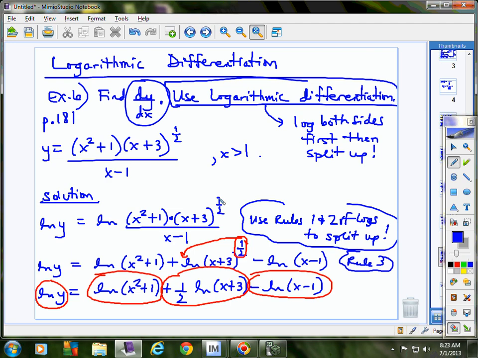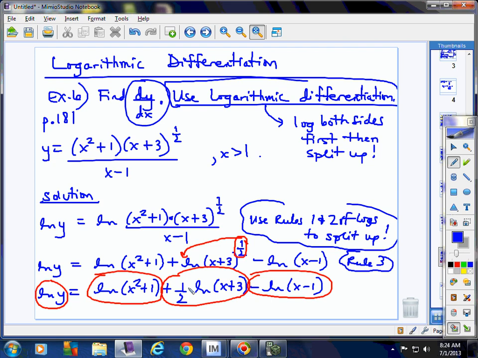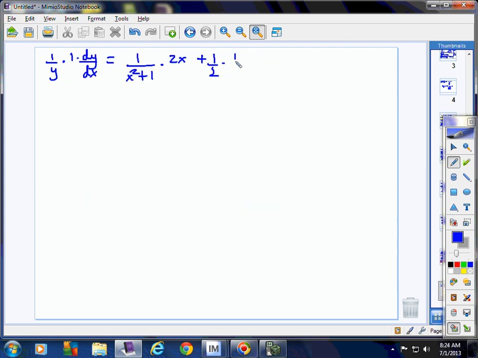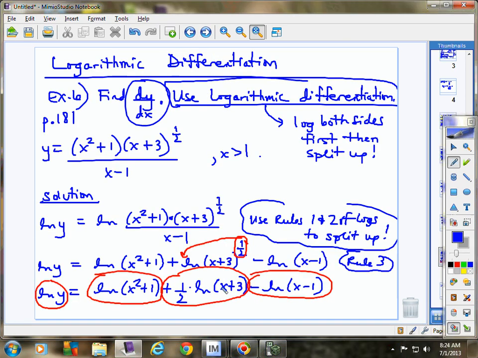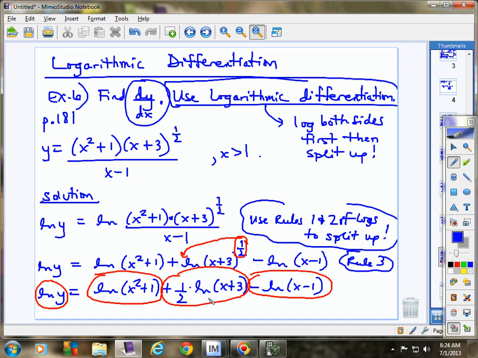Plus the 1/2, we just ignore it, it's a constant coefficient. It's just up in the bleachers watching the game, right? And the derivative of the Ln of this junk is 1 over that junk times the derivative of x plus 3, which is 1. Okay, what about the last term? What's it going to look like?